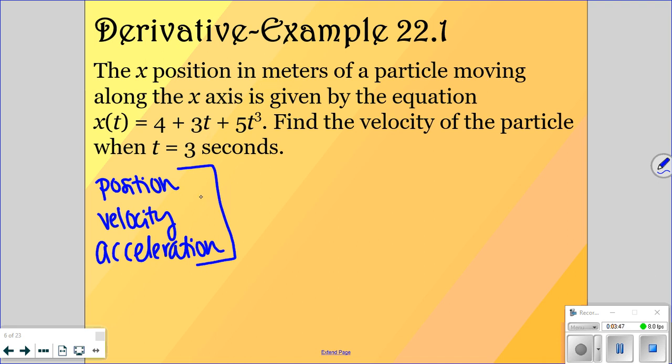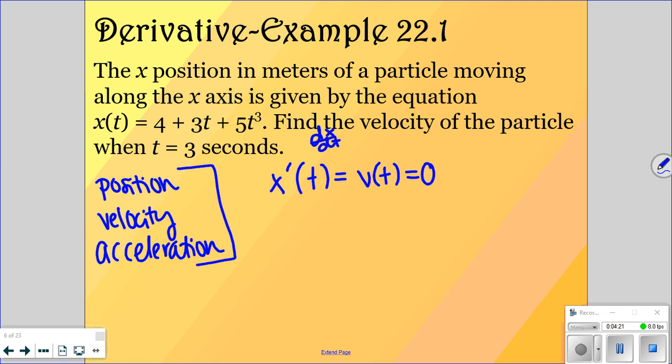So they give us the position formula. We need to find the velocity. So we need to find the derivative. One way you can write derivative is x prime of t. That's called your derivative, as well as dx over dt. That's the same thing. And the derivative is going to equal the velocity. Derivative of your position is velocity. So what is the derivative of 4? Well, the derivative of a number is 0.